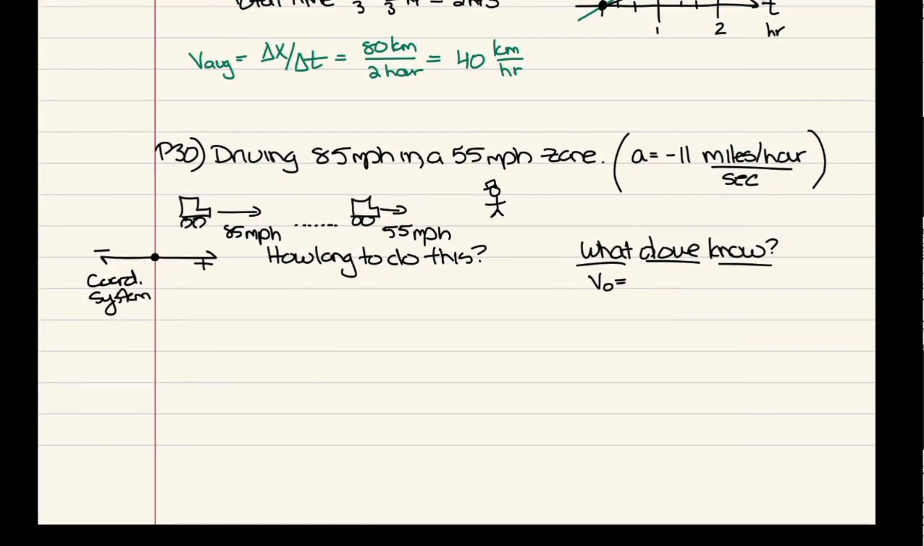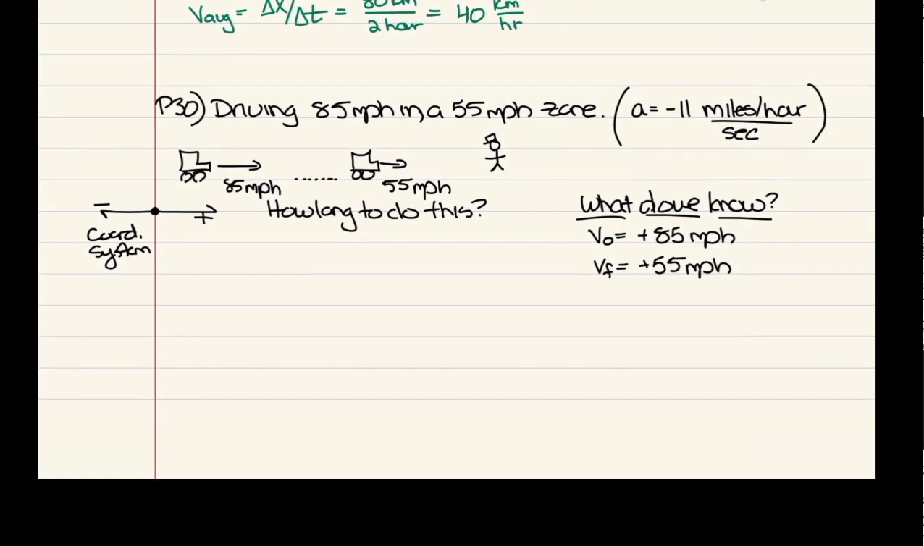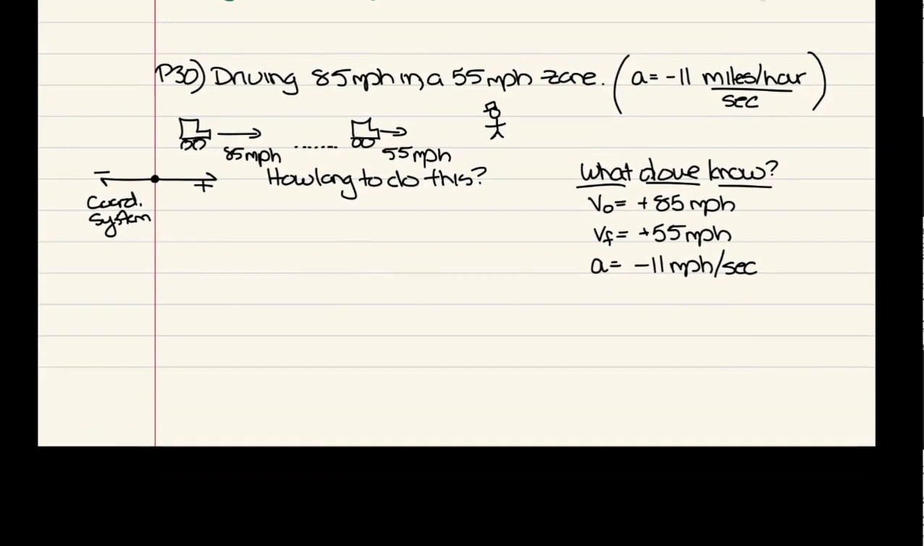Why do I need to know that? Because then I can say my initial velocity is plus 85 miles per hour. And then my final velocity is plus 55 miles per hour. So the car is still moving to the right, it's now moving at a slower rate. And the acceleration, since this is meant to slow you down, has a negative value of 11 miles per hour each second. Every second, your velocity changes by negative 11 miles per hour. And then we want to know how long this takes. We don't know that. So I'll put it as a question mark just to remind myself what we're ultimately looking for.